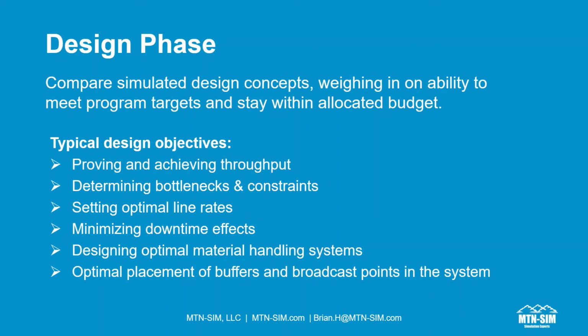So now we need to prove out these concepts. Are we going to achieve our throughput? Do we know where the bottleneck or the constraint is going to be in the system? Do we know what line rates we're going to be running at various lines within the process? What are the effects of the downtime on the system? Is it going to cause us to not achieve our throughput?